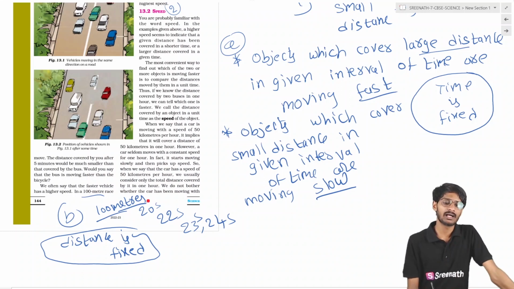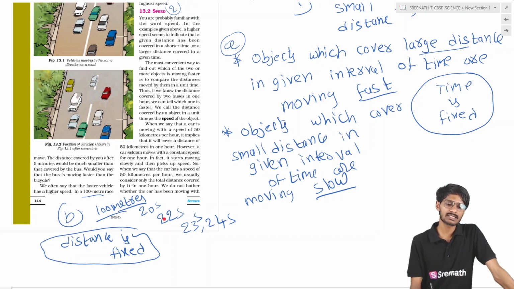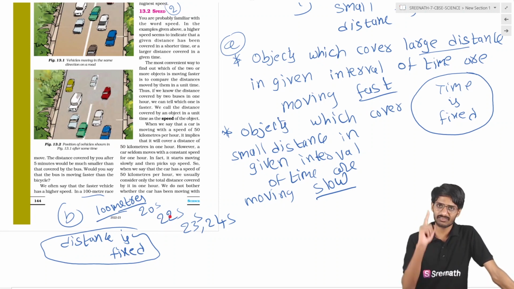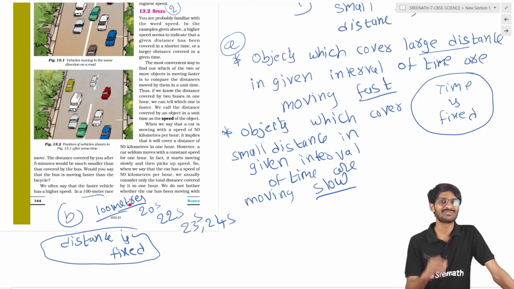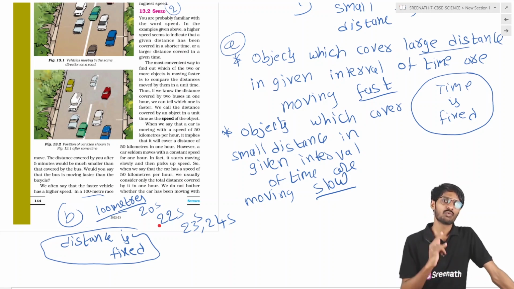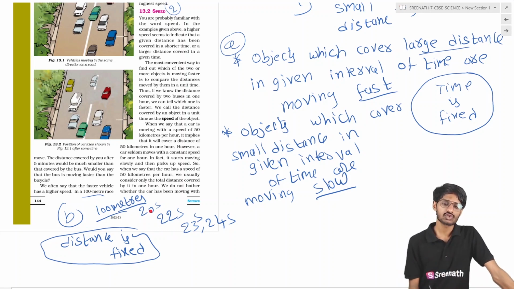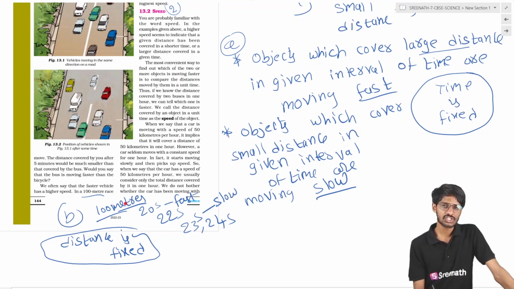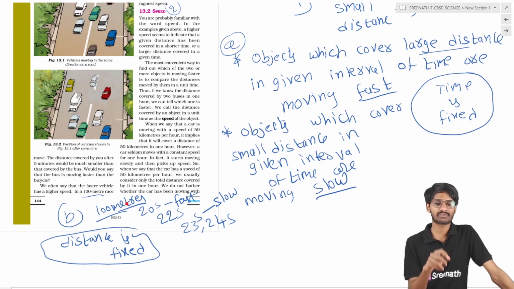So basically this girl covered it in 20 seconds. Who will get the first prize in that competition? Obviously the 20 seconds one. The girl who completed this distance in 20 seconds will get the first prize. Why? Because she has high speed. She is moving very fast among all the others, and the others are moving slow. We decided this because she has covered the distance in a short interval of time, less time. The others have taken more time to cover the distance.